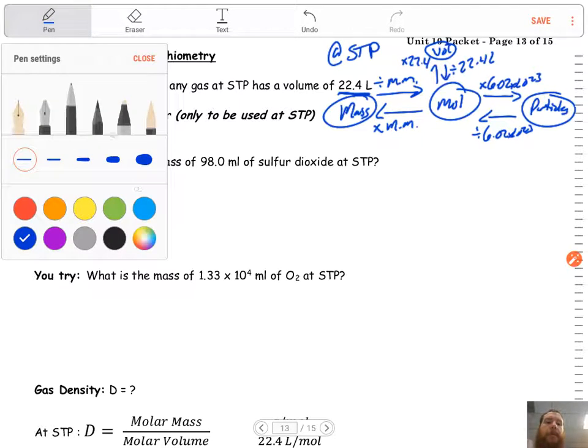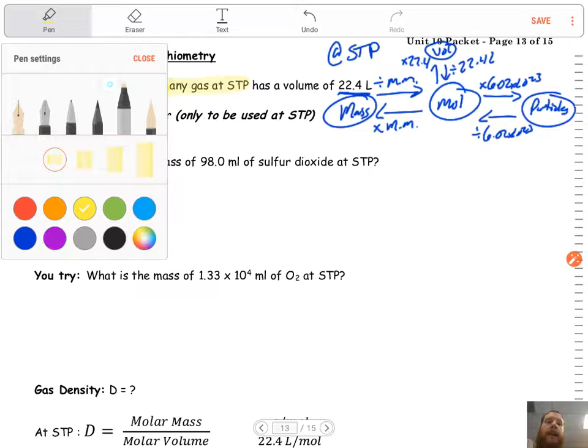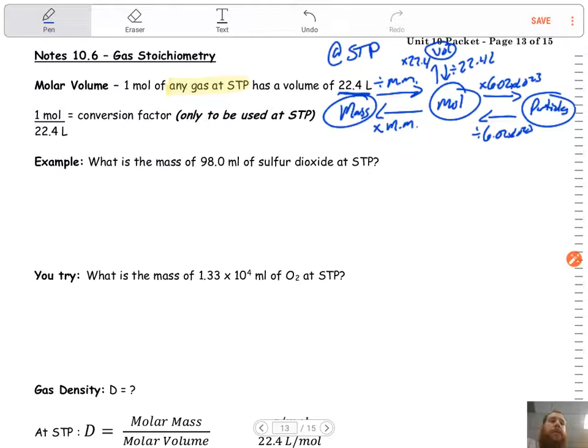So that's going to be the big thing I want you guys to be aware of. Any gas at STP, this goes along with Avogadro's hypothesis, and they've done calculations to figure out the volume that is associated with that, which is 22.4 liters. It doesn't matter what gas it is at STP, it's going to have that same volume. So our conversion factor would look like this: 1 mole per 22.4 liters, or vice versa, 22.4 liters per mole. But again, the key is only at STP.